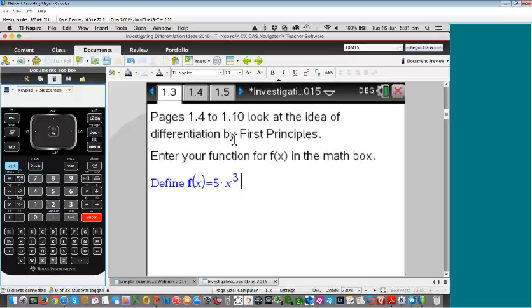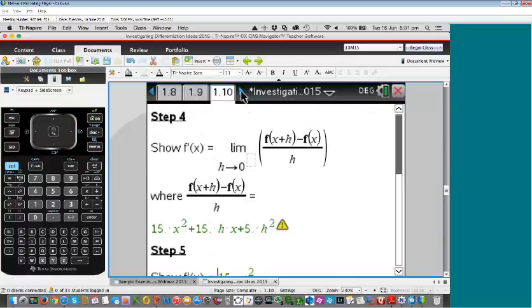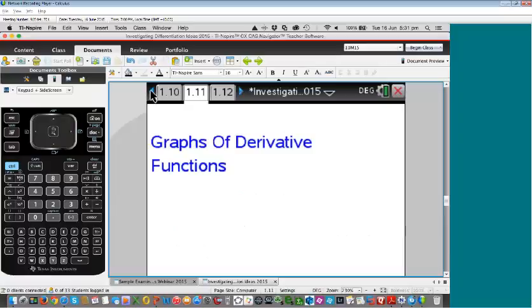Okay, so I've changed it back to 5x cubed. If we now move to the end of the first principles part, the next section is graphs of the derivative function. So now we've got the students understanding the idea of first principles. Now we can lead them through and look at the first derivative and second derivative, and hopefully the students again can start making a few connections themselves: that the first derivative is talking about gradient and the second derivative is talking about concavity.